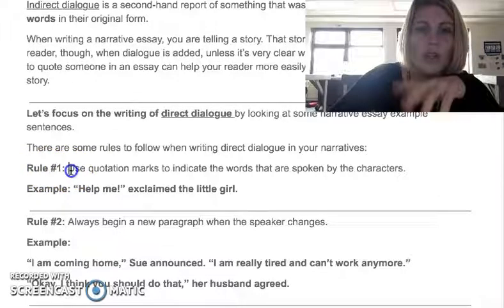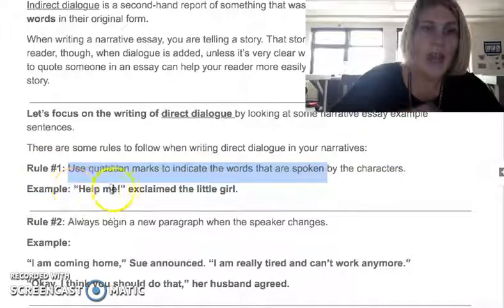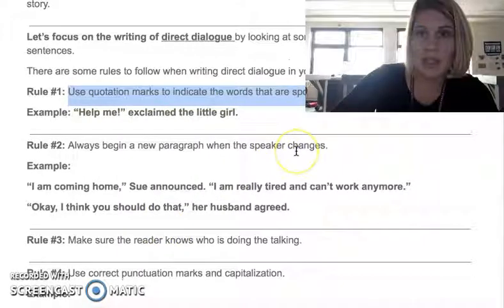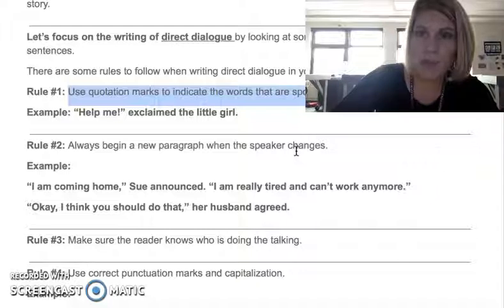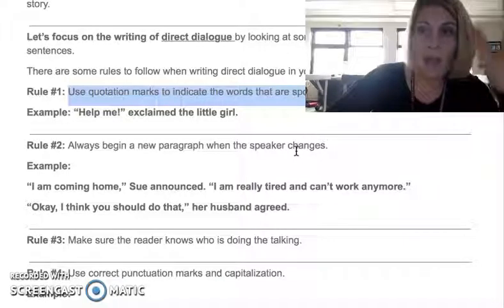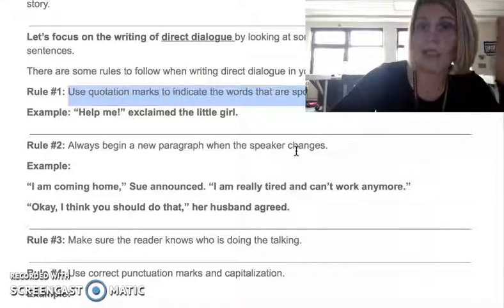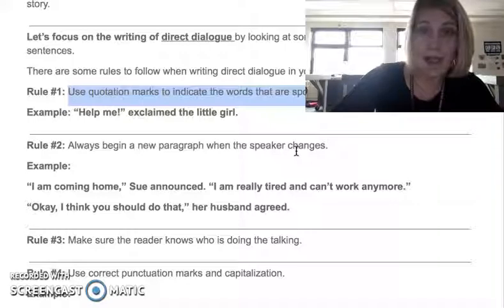Rule number 1, use quotation marks to indicate the words that are spoken by the characters. "Help me!" exclaimed the little girl. Secondly, you always need to begin a new paragraph when the speaker changes. So if I'm talking and then you're talking, it's a new paragraph. You show that with an indent. If it goes back and forth, you can show that by just doing new paragraphs. You don't necessarily keep having to say who the speaker is as long as they've been introduced in the beginning. You can look through Bud, Not Buddy and see that being done.